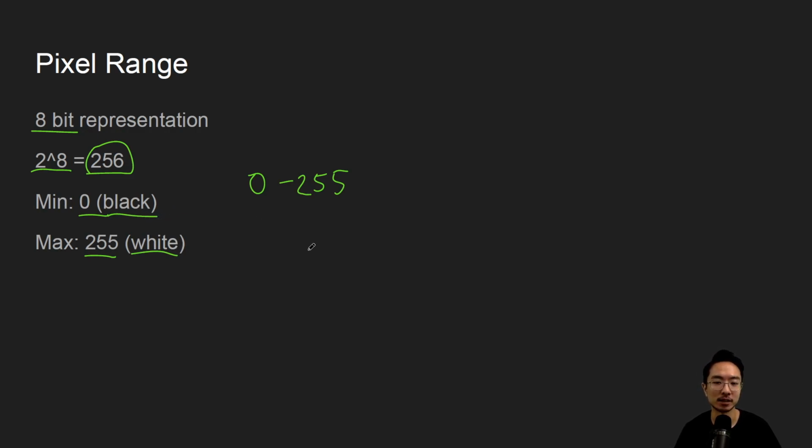And sometimes you might see the range shifted so that the middle is actually half of 255. So depending on what convention, you may see different representations for your pixel values.